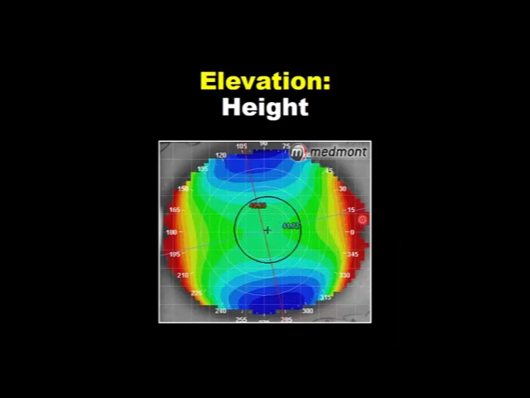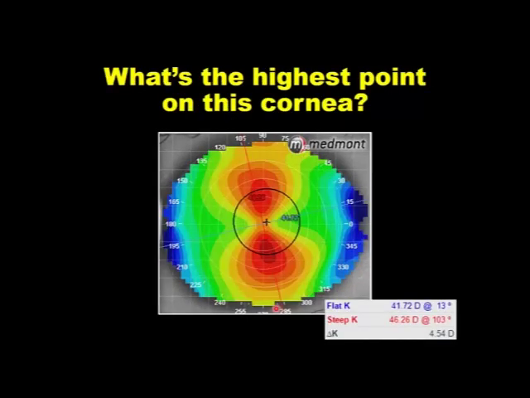So red is high elevation, blue is low elevation. Red is where you would have touch of a rigid lens. Blue is where you'd have vault of a rigid lens. So let's take an example.